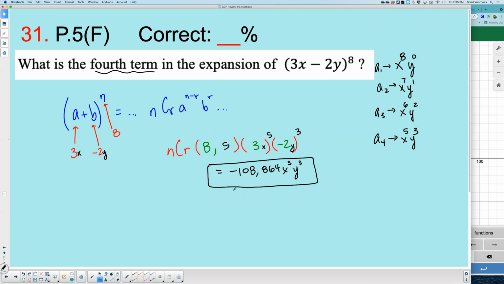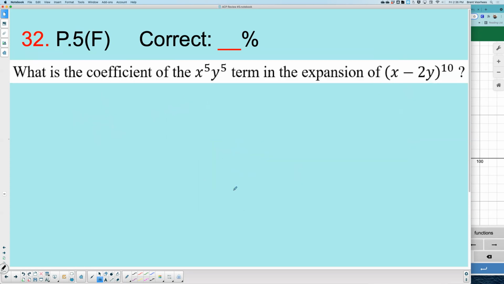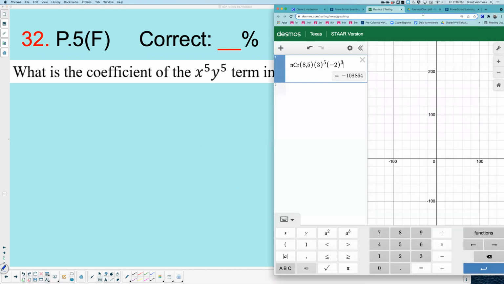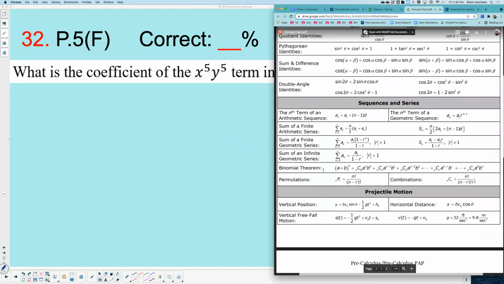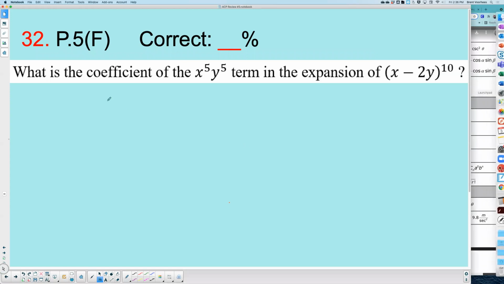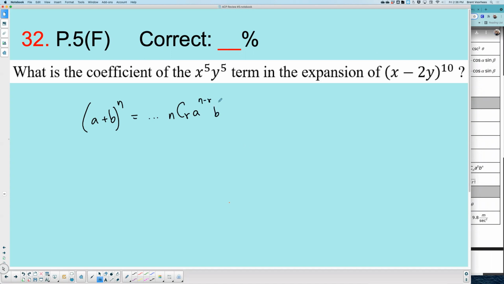So let's go through this one more time. 32. What's the coefficient of the x to the fifth, y to the fifth term in this expansion? This time they've helped us out. So again, from the formula chart, what's the important parts of the binomial theorem? A plus b to the power of n. And then the NCR portion. That's the important part right there.